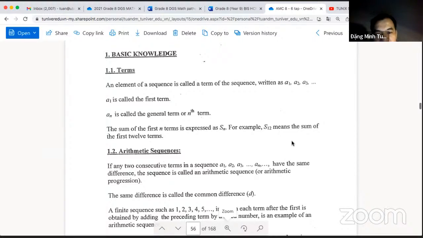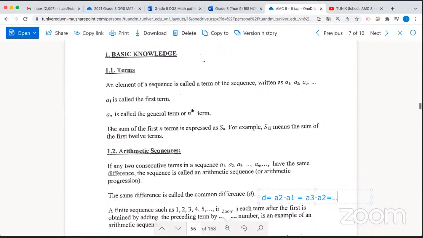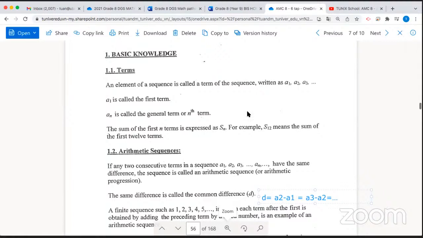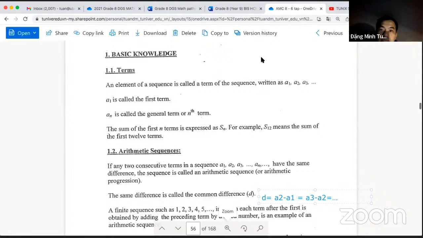Now the same difference is called the common difference, denoted D. So D equals A2 minus A1, right? Or we can say A3 minus A2, okay? It's the common difference, the difference between any two consecutive terms, and it is always the same difference.